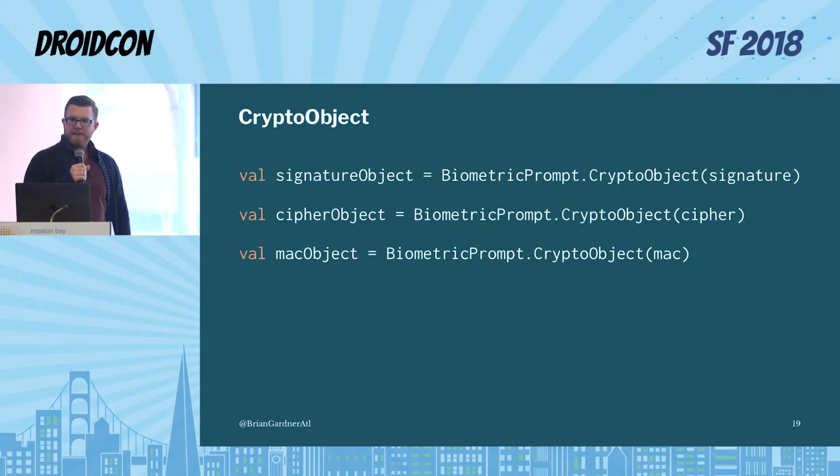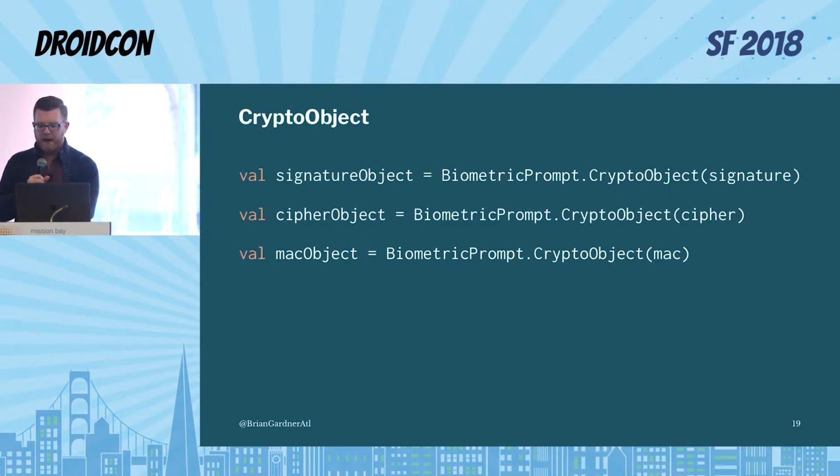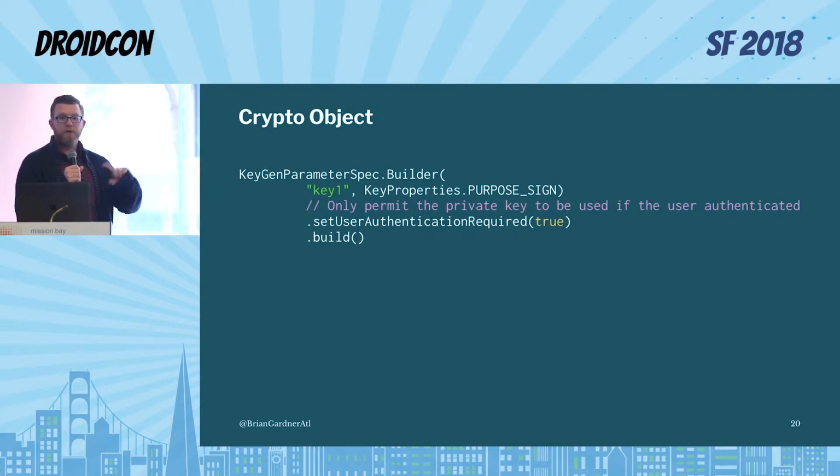Now the crypto objects, again, this is more of an aside. It's not the main track here, but I'll show it anyway. So the crypto object is part of the biometric prompt. It's like a subclass of biometric prompt, and it basically just wraps another cryptography object. So you've got signatures, ciphers, and MAC objects. And this kind of comes into play when you create these objects.